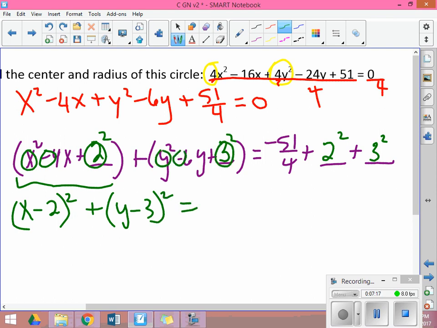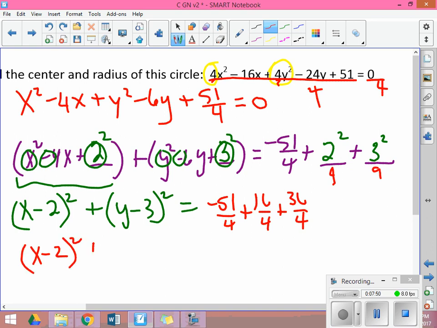equal to, now I've got to do a little bit of fraction work over on the side. So 2 squared is 4. If I want to add fractions, I need to create common denominators. And so what I have is negative 51/4 plus 16/4 plus 36/4. When I get done adding all of my fractions, I have x minus 2, the quantity squared, plus y minus 3, the quantity squared, is equal to 1/4.